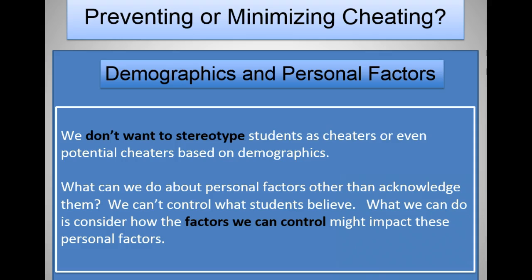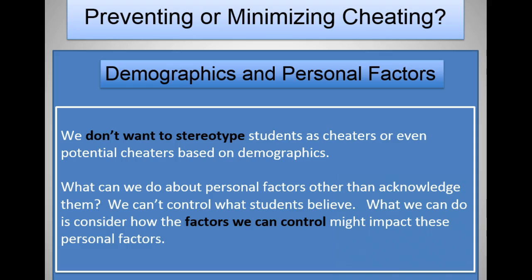So it really doesn't help us a lot to say that when we talk about 300 million Americans, students who are excelling in classes are more likely to cheat than those who are just mediocre students. Even if that is the case, it doesn't tell us anything about individual students in our classes. So I don't think those demographics help us at all.